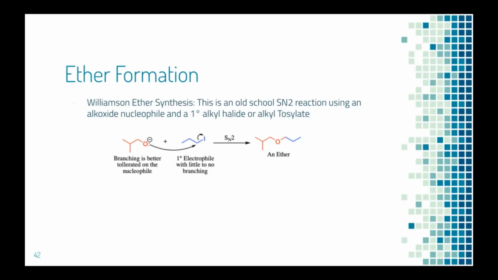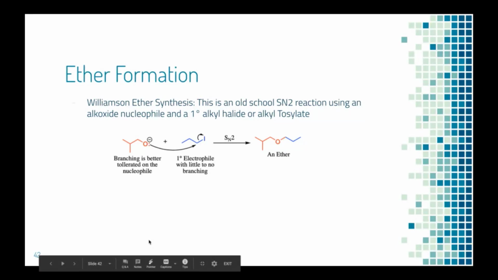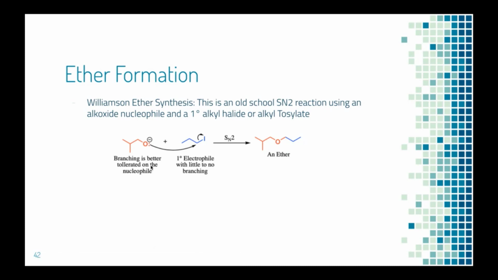Now, if we're talking about ether formation, the best way to do this is your Williamson ether synthesis. This is an old school SN2 reaction using an alkoxide nucleophile and your primary alkyl halide or alkyl tosylate. We talked about deprotonating your alcohol earlier on, and this is one of the uses for that.